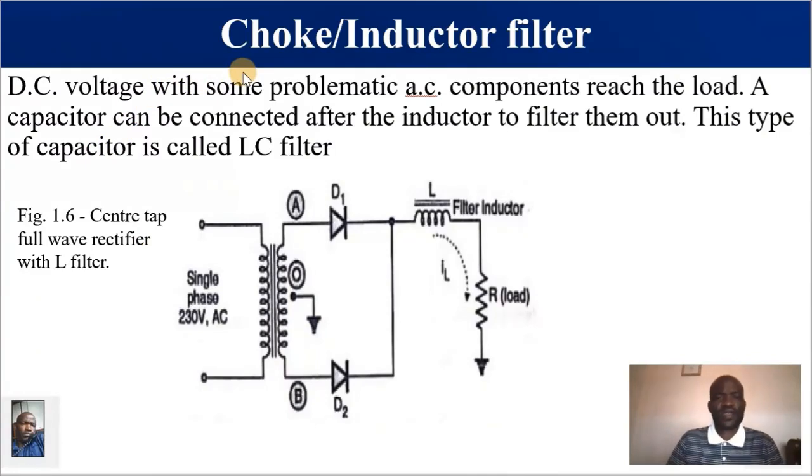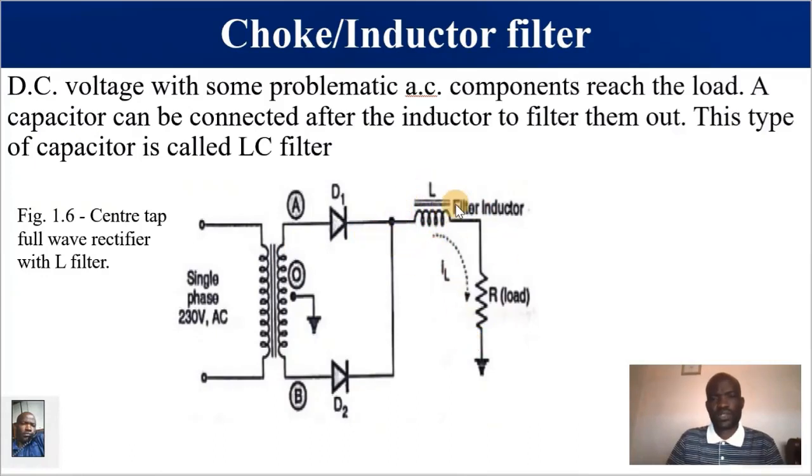And we are saying we can connect a capacitor after the inductor to filter them out. And this type of filter, which we are going to look at in the next slide, is what we call an LC filter or inductor capacitor filter. What we are simply saying is this is an inductor filter and it blocks all the AC components. They will not go to the load.